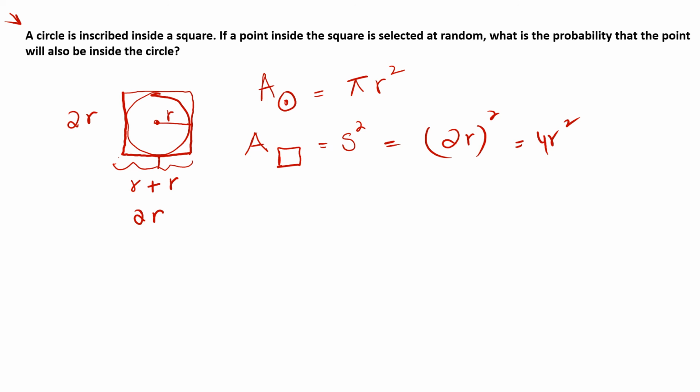Now, where is the big and where is the small? The big area is the square, 4r squared, and the small area is the circle inscribed inside the square, pi r squared. Now r squared cancels, so the probability will be pi over 4. Be careful about what is inscribed in what, because if the square is inscribed inside a circle, then everything will be opposite, it will be 4 over pi.